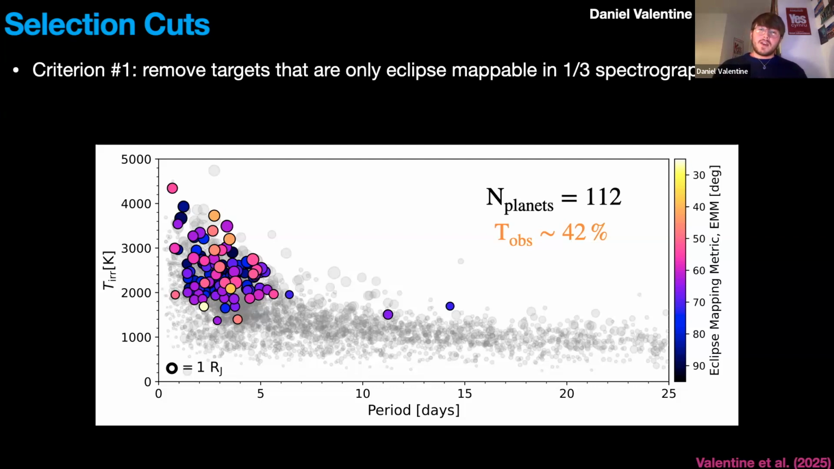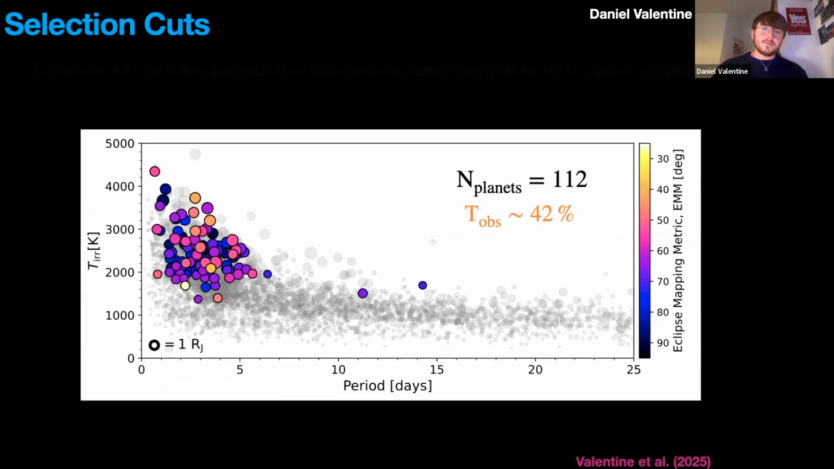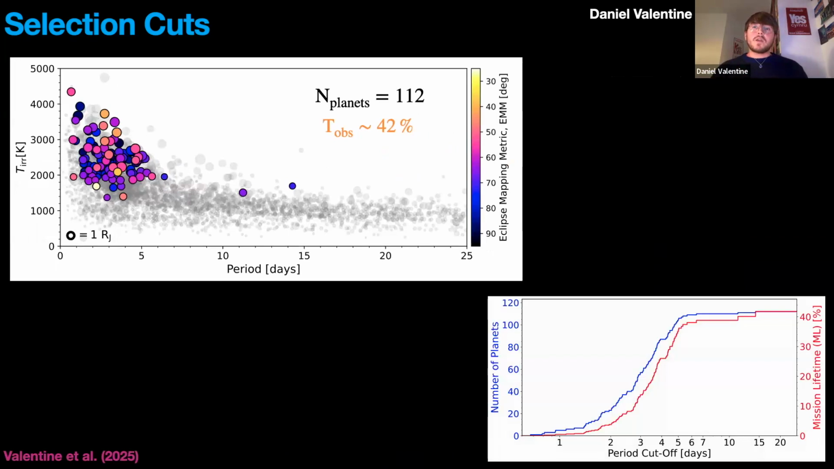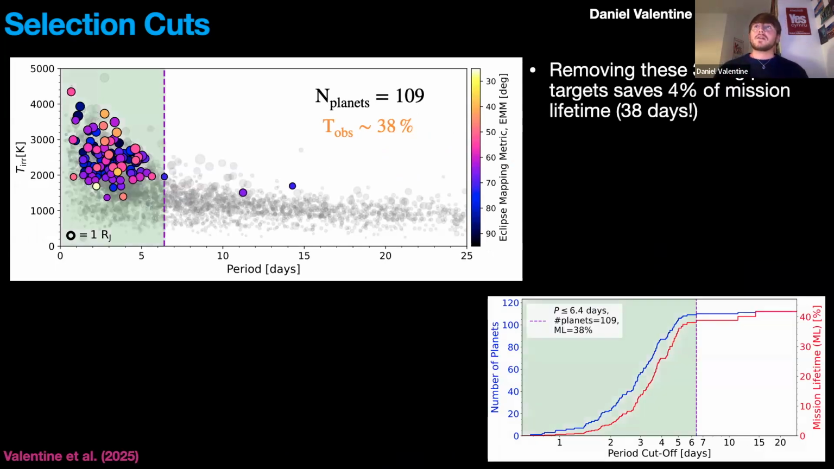The next selection cut that we can then look at is the time efficiency of observing each target. So in the bottom right here, I'm plotting in blue the number of observable targets as a function of their maximum period. And then in red, I'm plotting the percentage of the mission lifetime that would be required to observe those targets. And straight away, we can see that these curves plateau at a period of about 6.4 days. So by enforcing a period cutoff at this value, we only lose the 3 long period targets to the right. And just from dropping those 3, we shave off another 4% of the mission lifetime from our survey. So what this shows is that for time efficiency, what we clearly need is a period cutoff.